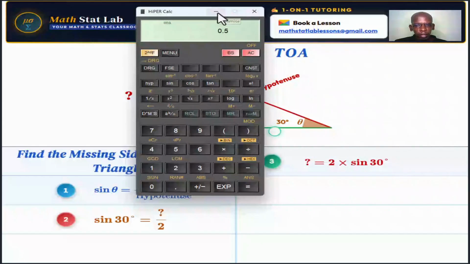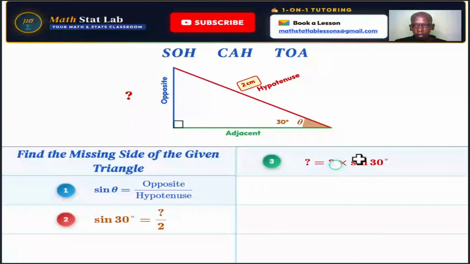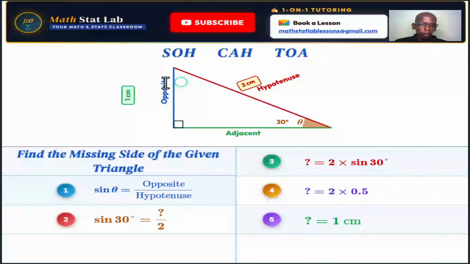So now that we know the sine of 30 is 0.5, and we were multiplying it with 2, the opposite will be 2 multiplied by the sine of 30, which is 0.5. So it becomes 2 multiplied by 0.5. Then, of course, 2 multiplied by 0.5 is 1. So the opposite becomes 1 centimeter. And that's how we have used sine to find the opposite of this right angle triangle.